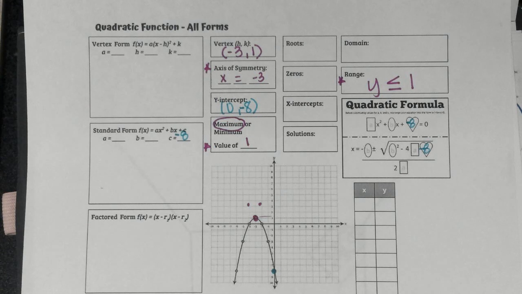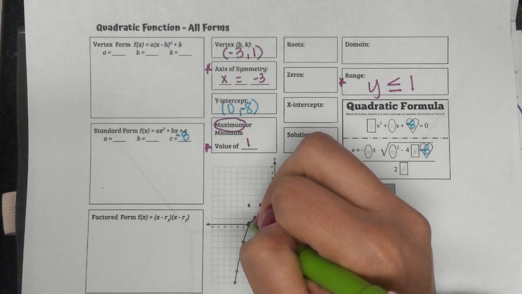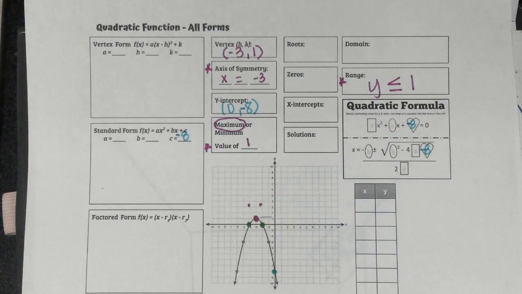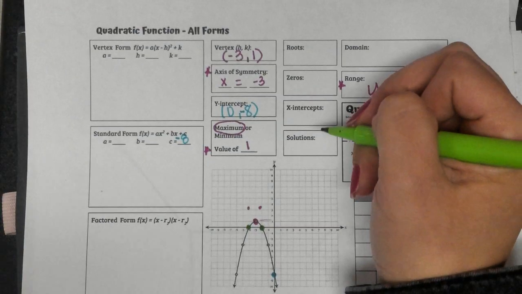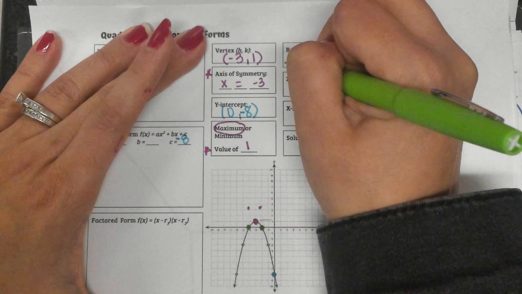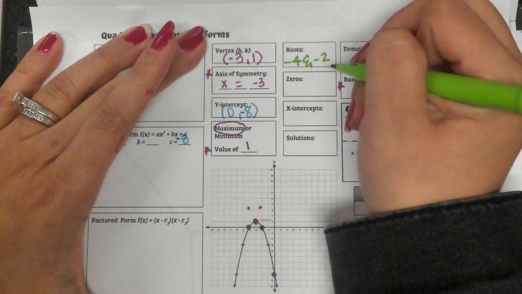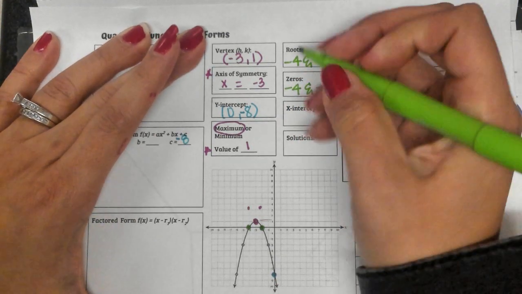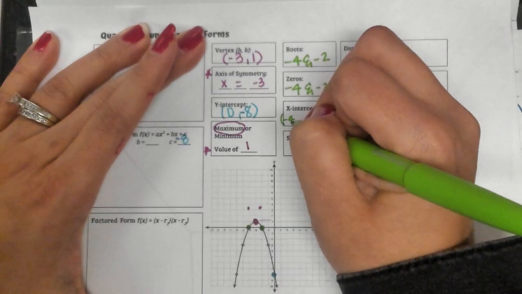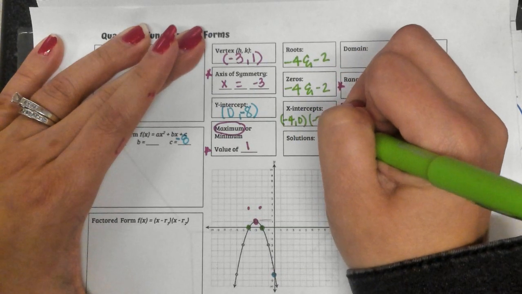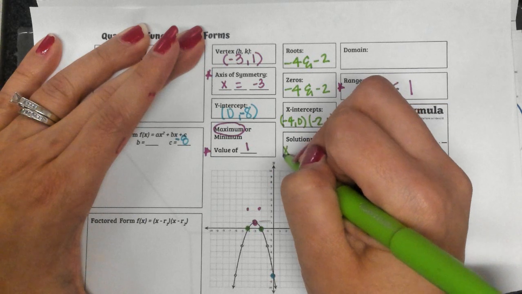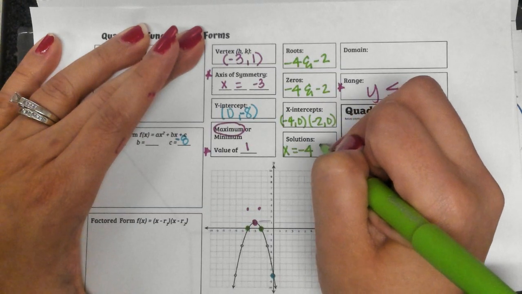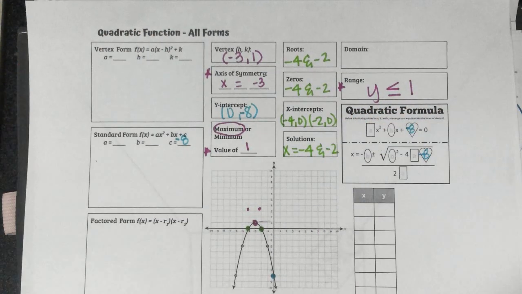Lastly, we have our roots. Our roots, zeros, x-intercepts, and solutions are rocks. My roots are -4 and -2. My zeros are -4 and -2. X-intercepts you write as an ordered pair, so -4, 0 and -2, 0. And solutions you write as x equals -4 and -2.